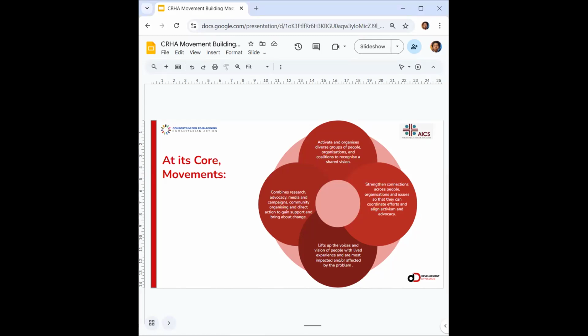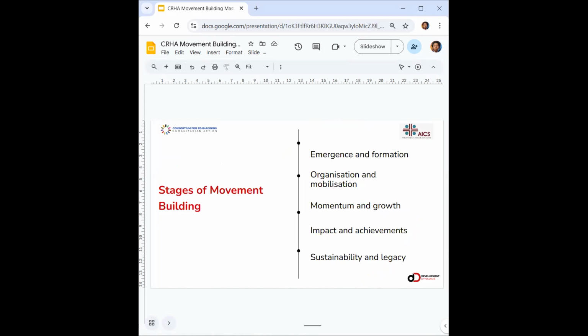And as I mentioned, there's different stages of movement building. One, we have the emergence and formation. We have organization and mobilization, momentum and growth, impact and achievements, and sustainability and legacy.